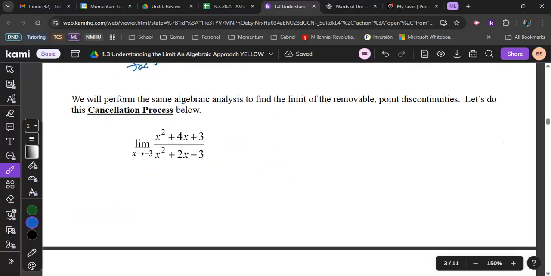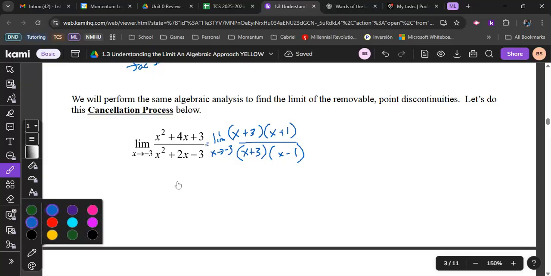All right, so let's go ahead and take a look at that. Let's factor this thing. I'm looking for something that multiplies to 3 and adds to 4. That's just x plus 3, x plus 1. And on the bottom, I want to multiply to -3 and add to 2. That's going to be x plus 3 and x minus 1. And technically speaking, we should write out that this is still the limit happening, right?